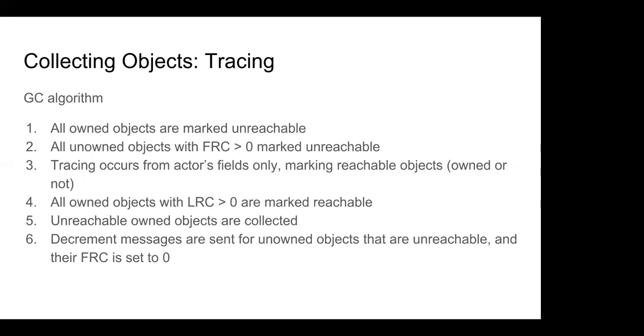Remember, actors only collect their own objects. They don't try to collect objects from other actors. The final step is that decrement messages are sent for unowned objects that are unreachable, and their foreign reference count is set to 0. So this means that if an actor has determined that some object that it used to be able to reference is no longer referenceable, then it sends a message to the actor that owns that object to say, hey, you've got one less reference than you thought you did before.